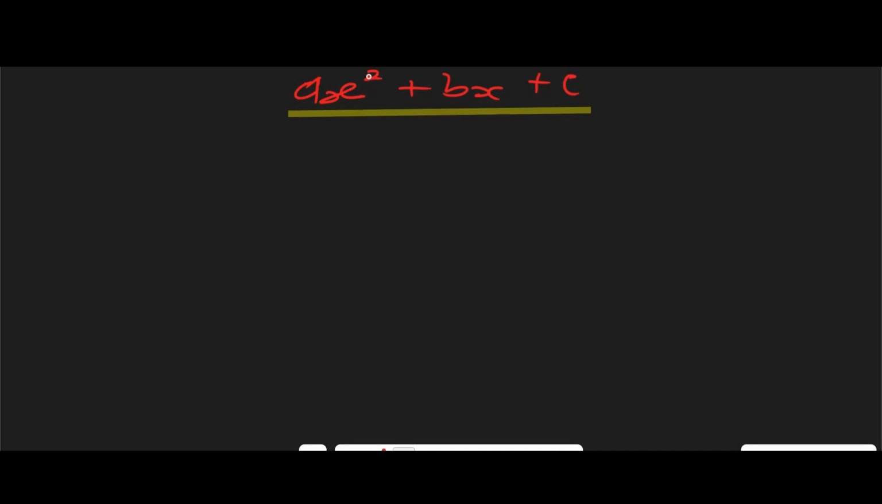This is the general form for quadratic trinomials. That's ax squared plus bx plus c, where a, b, and c are not equal to 0. They are integers, but they shouldn't be equal to 0. So whenever you meet something like this, you're talking about quadratic trinomials.